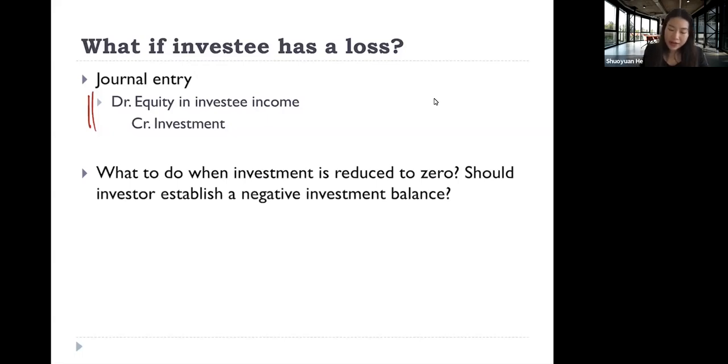And then the question is what to do. As you can see, whenever the investee reports a loss, the investor would decrease its investment account. When the investee keeps reporting losses, the investor would have to keep reducing its investment account. So what should we do when the investment is reduced to 0? Should the investor establish a negative investment balance? Can the investment account be negative?